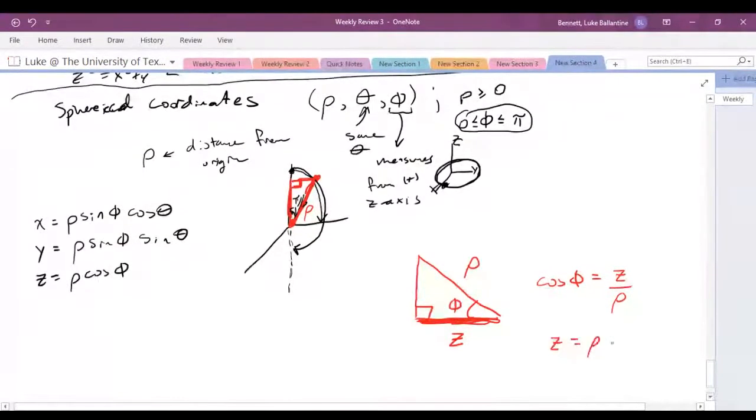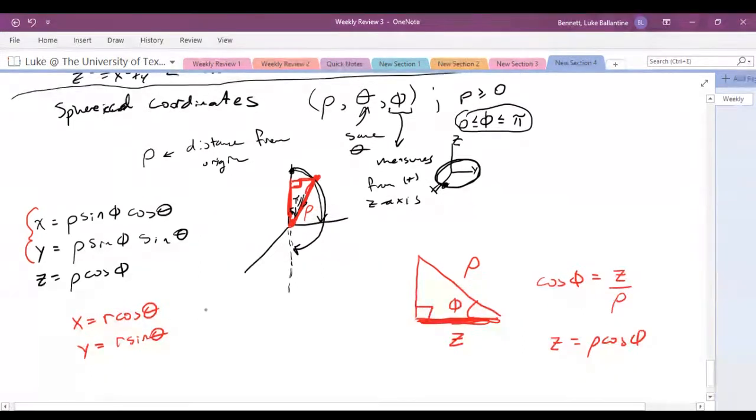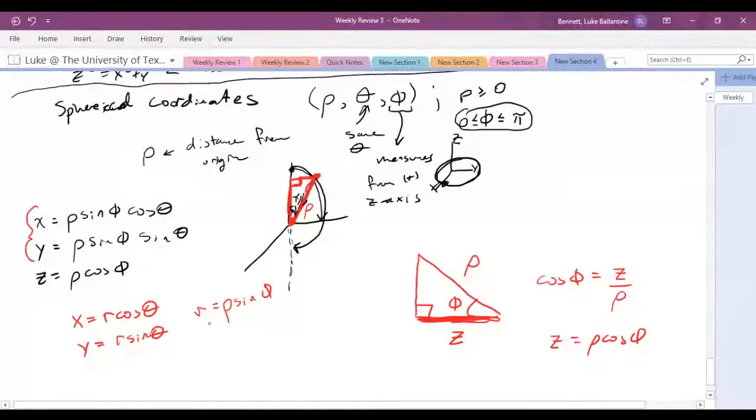Okay, so that's z equals rho cosine phi. So that's where z comes from. And now, these two come from cylindrical. We have x is equal to r cosine theta, y is equal to r sine theta. And now if we substitute r equals rho sine phi, we get exactly these two. So that's where those come from.